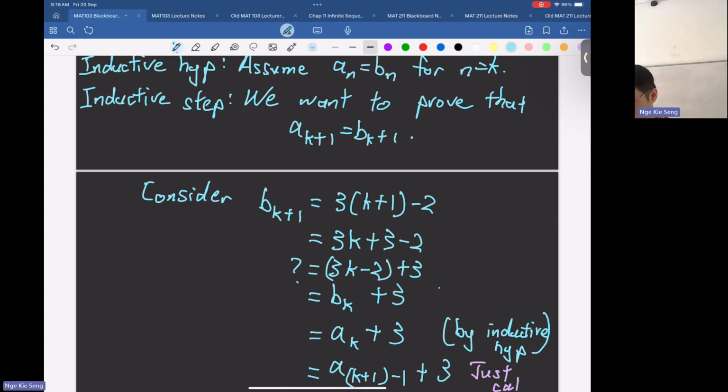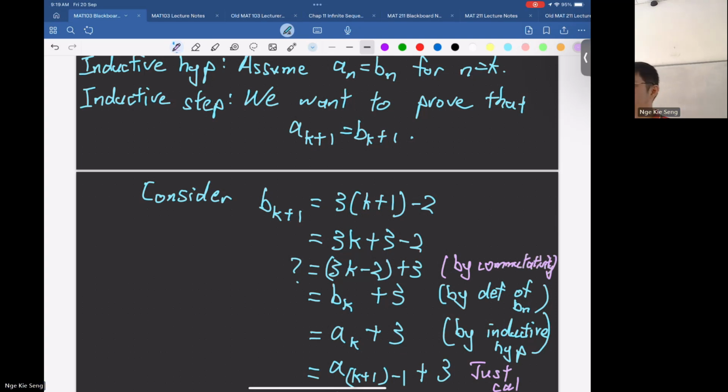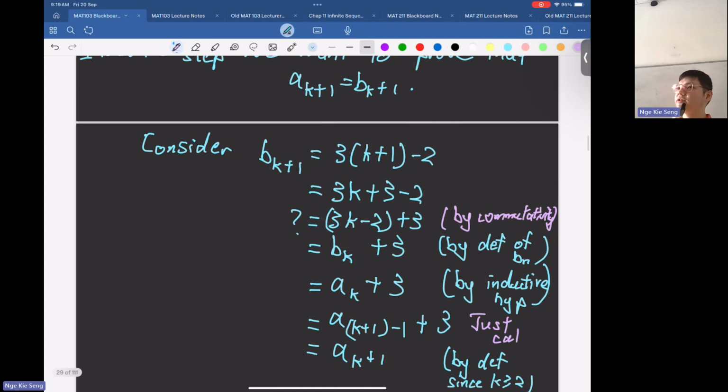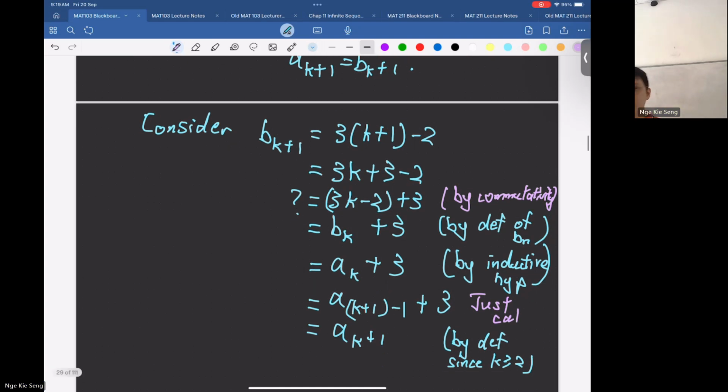So here is also by definition of B_n. And then the top here is what? This one maybe not so important for you, but in math we will be quite precise here. We will call this by commutativity. You can commute plus 3 and minus 2. Does it make sense?